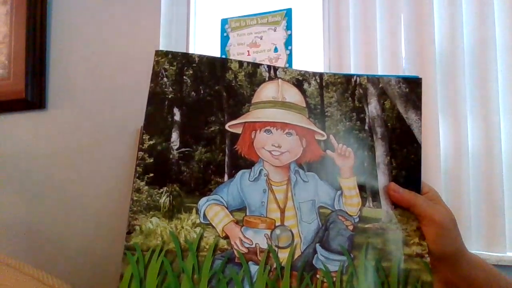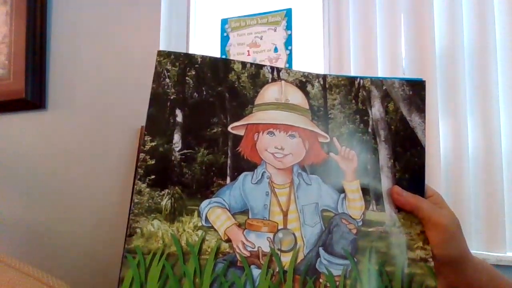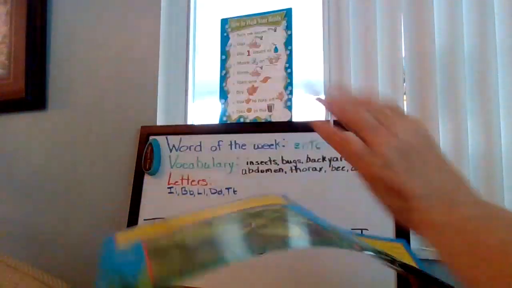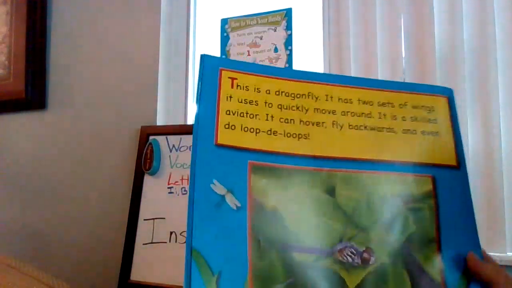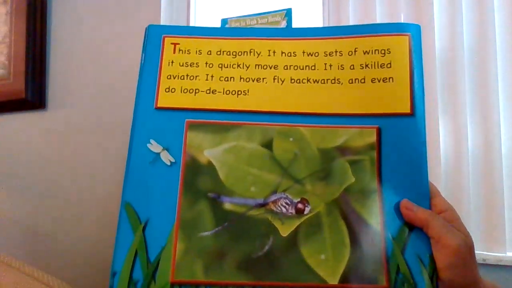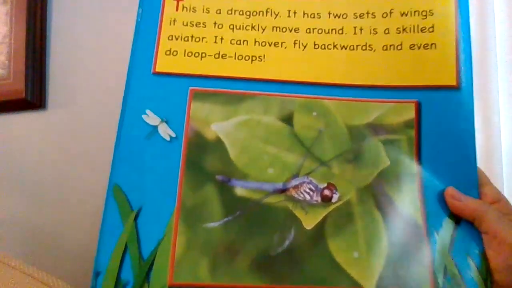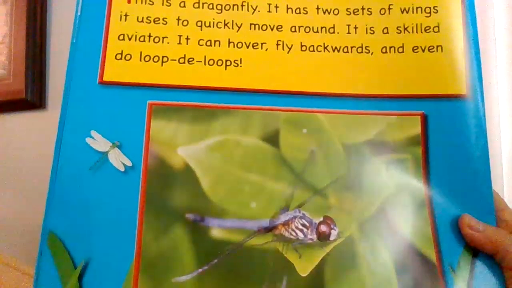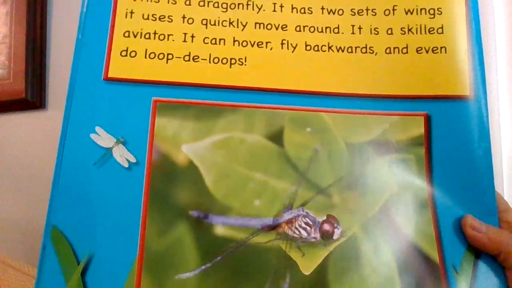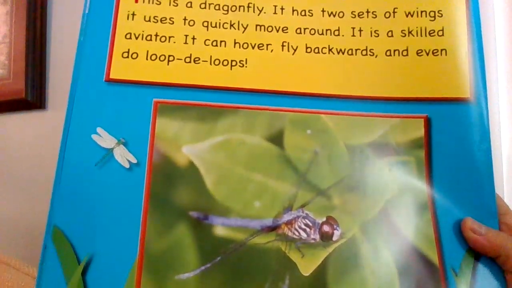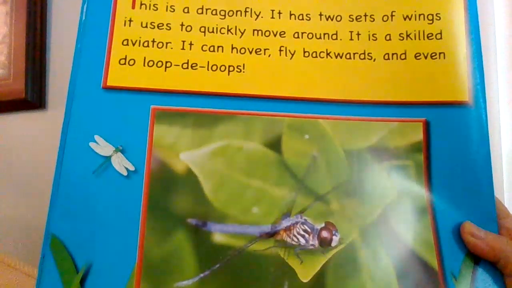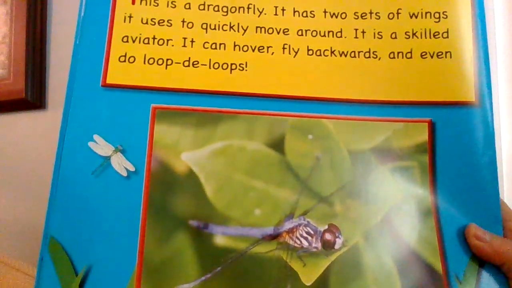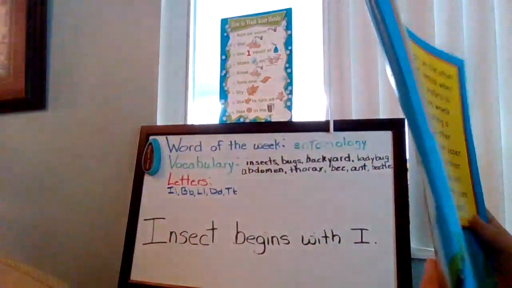I want to show you some of my favorite bugs. Come on, let's go on an insect safari. The first one. This is a dragonfly. It has 2 sets of wings. It uses them to quickly move around. Is it a skilled aviator? It can hover, fly backwards, and even do loop-de-loops. Whoa.